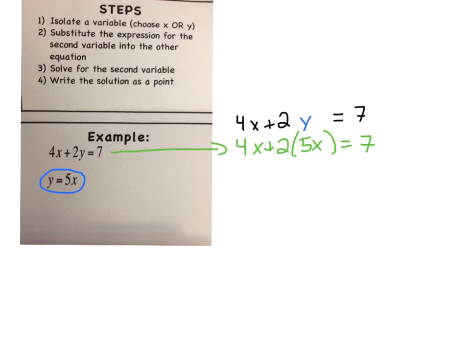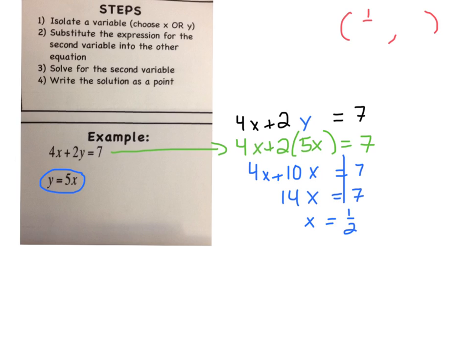In other words, I took my 4x plus 2y equals 7, and instead of y, I wrote 5x because I know they're equivalent. Now I have an equation that I know how to solve, so you should pause the video and solve this equation. When we do this, we get 4x plus 10x equals 7, so 14x equals 7, and x equals 1/2. Now remember, we're always looking for a solution that's an ordered pair. So my answer is going to be x comma y, and I just found that my x is 1/2. That is not my final answer. I still have to solve for y.